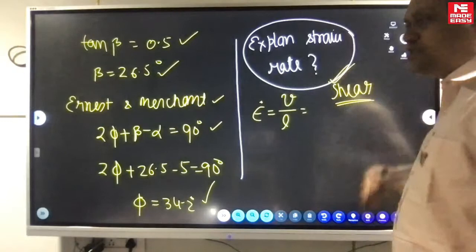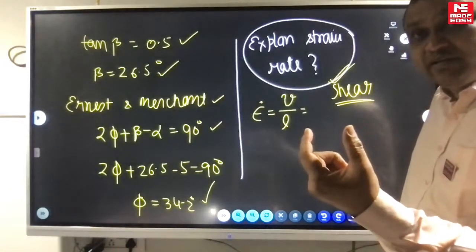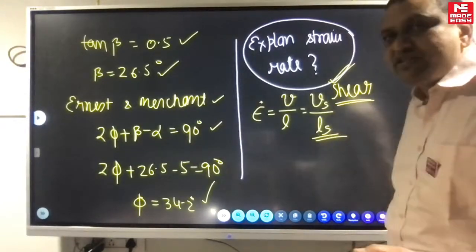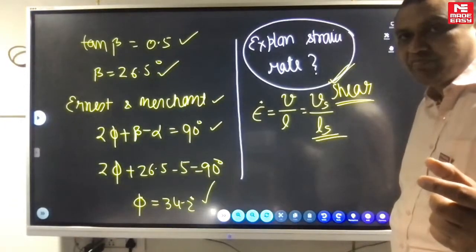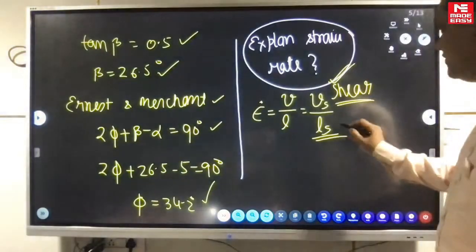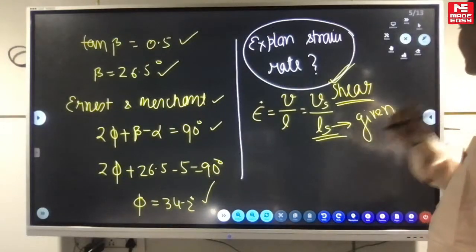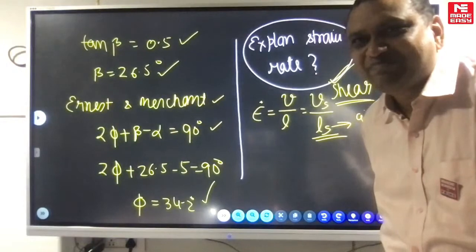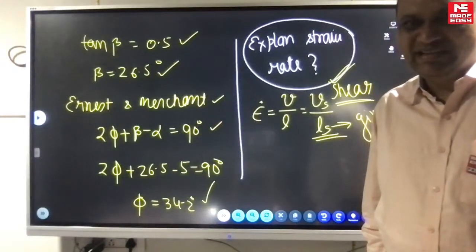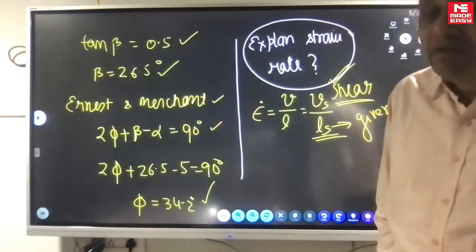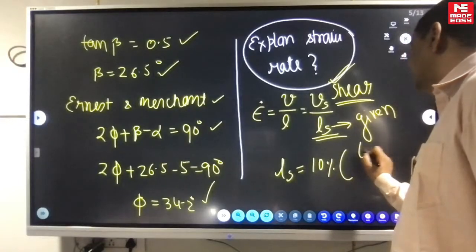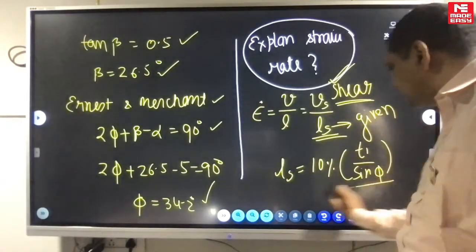So the fracture is taking place in the shear plane, so shear velocity divided by the length of the shear plane. Generally I have seen 2-3 GATE questions in which this LS was given to you. But suppose the value of LS is not given to you. You have to calculate the strain rate and the value of LS is not given to you. Then what we will see, LS is T1 by sin phi. We will take this and go ahead with our solution.